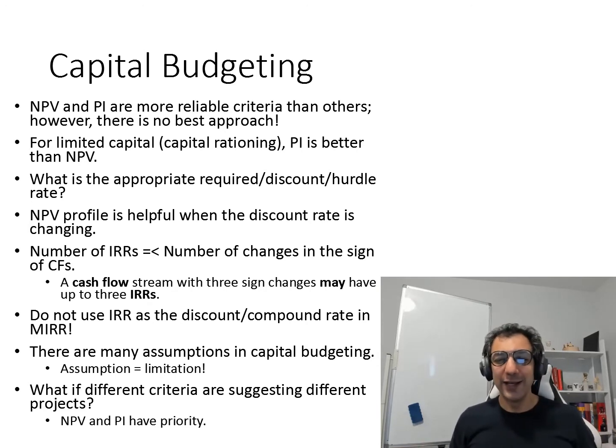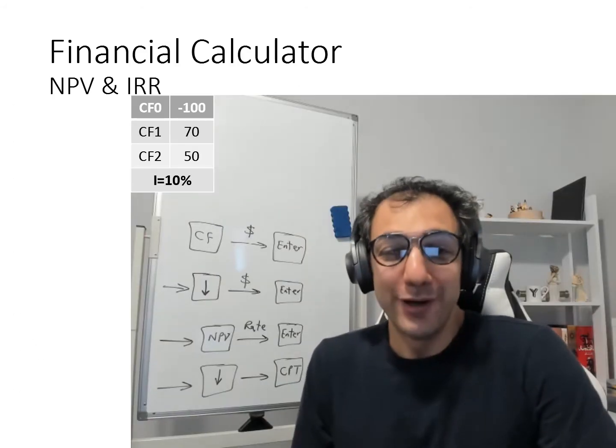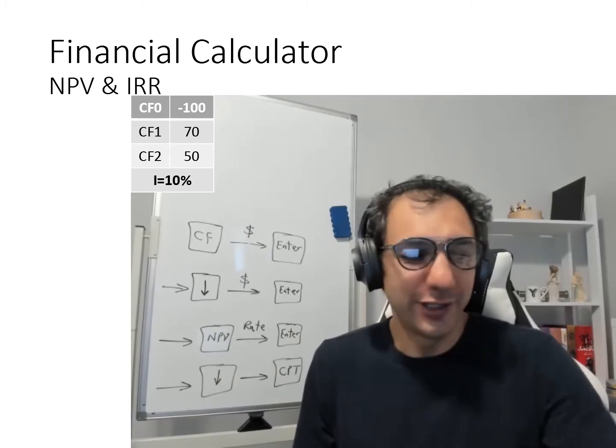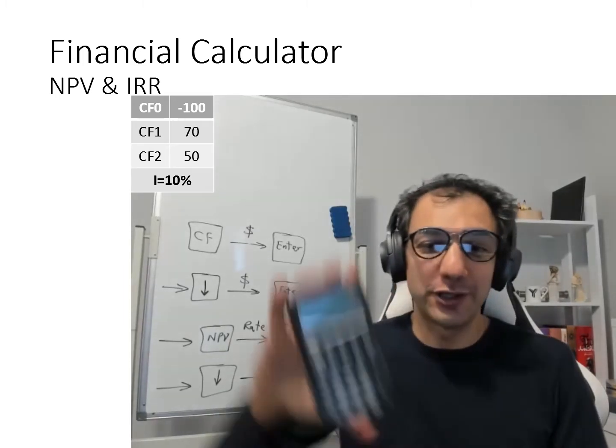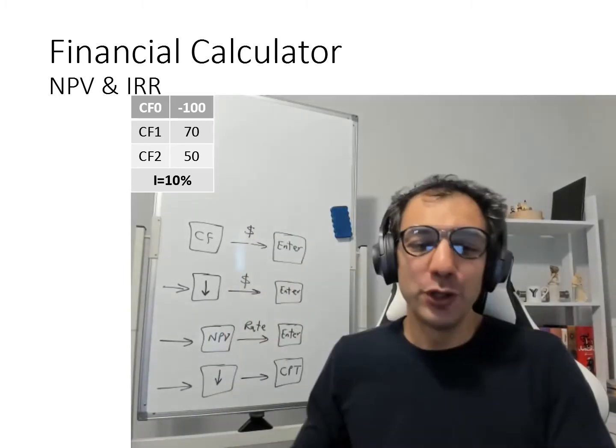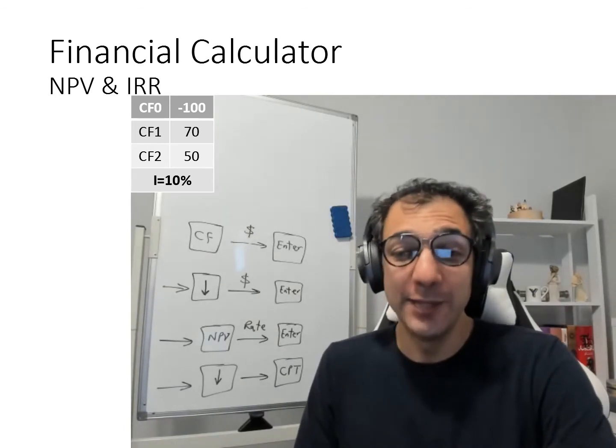Now let's look at the financial calculator. So have your calculator ready, and I'm going to show you how to use your BA2 Plus to find the NPV and IRR of a project. As I promised, I'm going to show you how to use your financial calculator, the BA2 Plus, to actually calculate NPV and IRR.